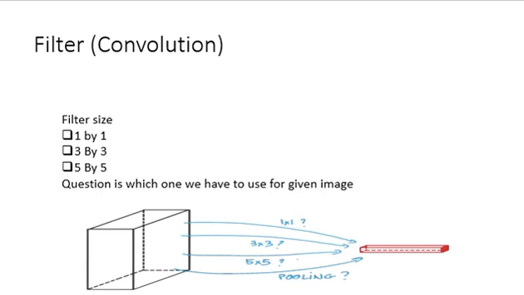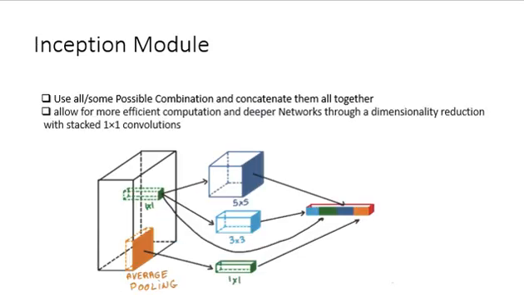So the idea of the inception is quite simple. Why don't we try all the possible or some possible combinations, for example 5 by 5, 3 by 3, and 1 by 1, and finally we concatenate them all together. We use 1 by 1 convolution first, then we connect them with 5 by 5 and 3 by 3, with average pooling or max pooling.